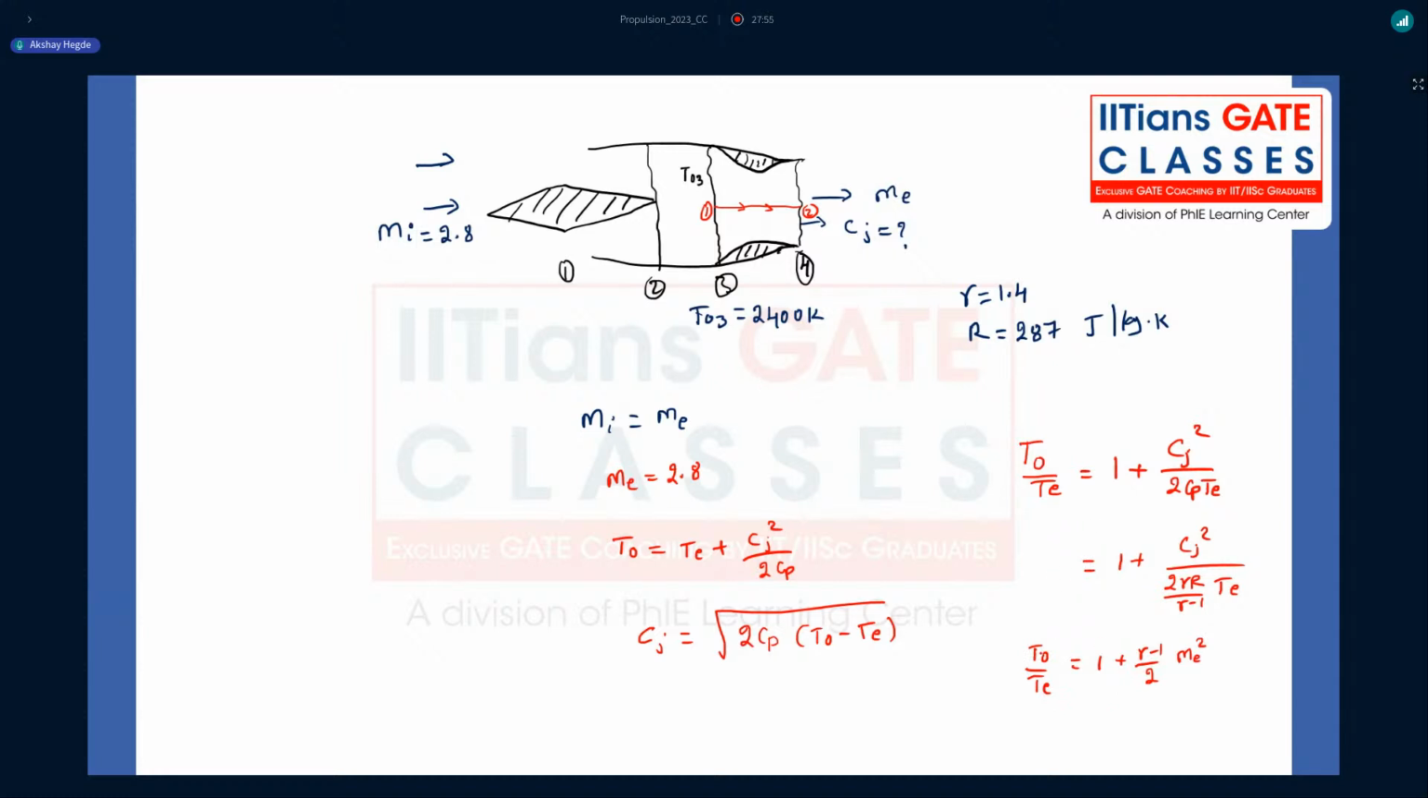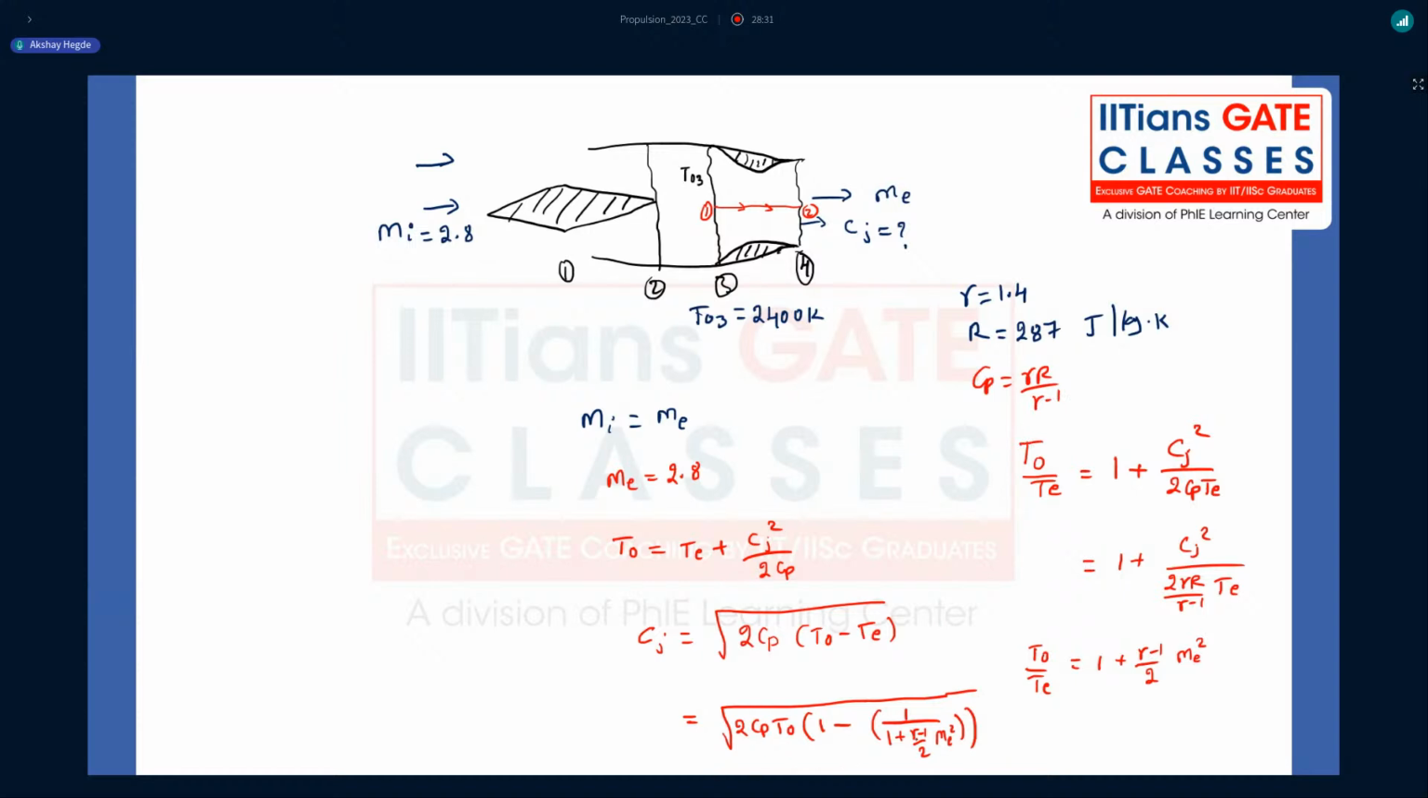Or else T0 by Te can be equally represented with this relation. If I take T0 common, then Te divided by T0 is going to be 1 divided by 1 plus gamma minus 1 by 2 times Me square, right? So now you put all the numbers which you have. Cp can again be calculated using gamma R divided by gamma minus 1, so you should be able to get the value of Cp.